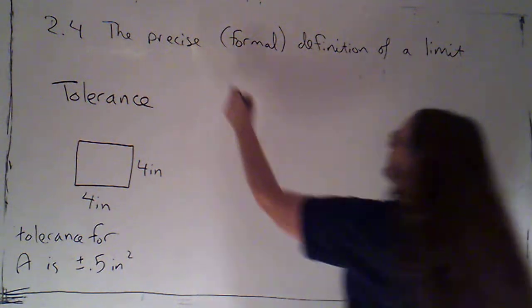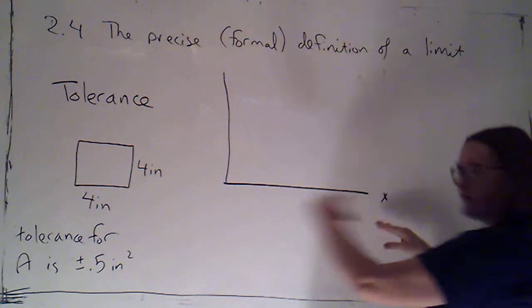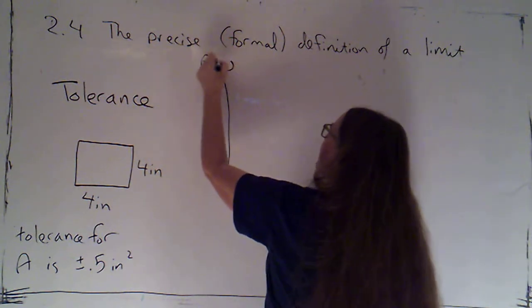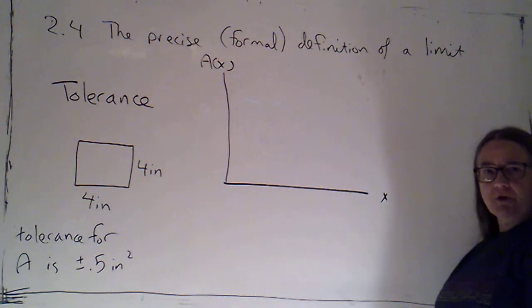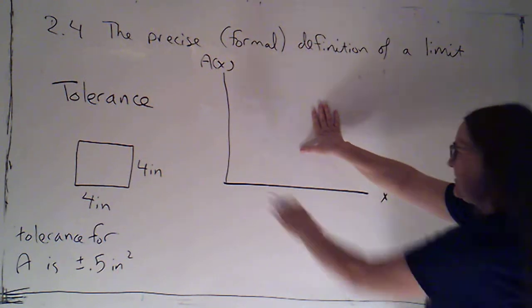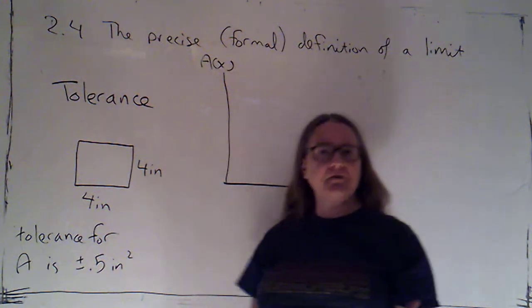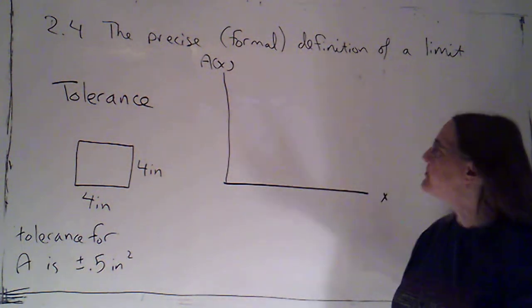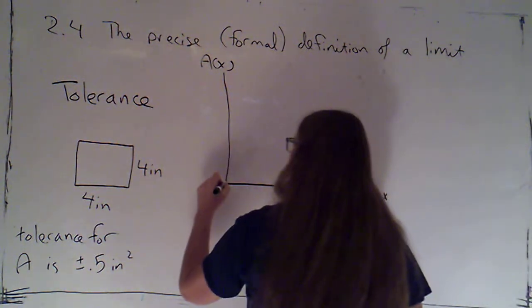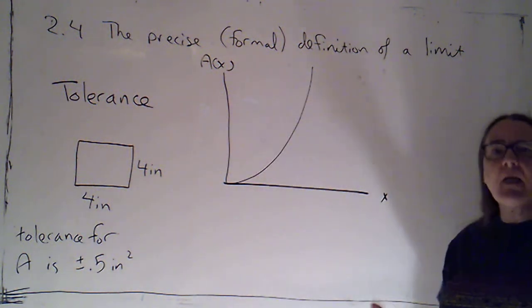So here's sort of what's going on. If I put x on the horizontal axis and area, which is a function of x, on the vertical axis. Now here I'm just drawing things in quadrant 1 because x is a side length and A is an area. Neither of those things can be negative.